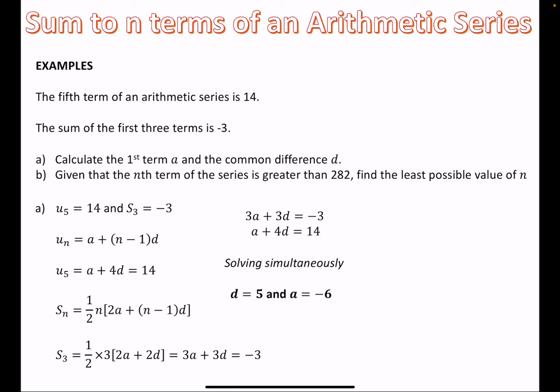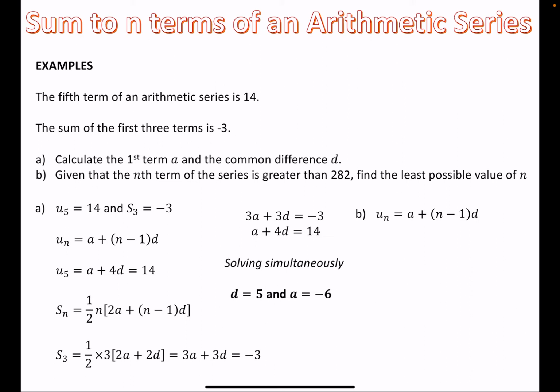But this is slightly different. Given that the nth term of the series is greater than 282, find the least possible value of n. So we're still going to use our term in the sequence formula, because we're trying to find the value of n for when we have a term in the sequence that is 282.